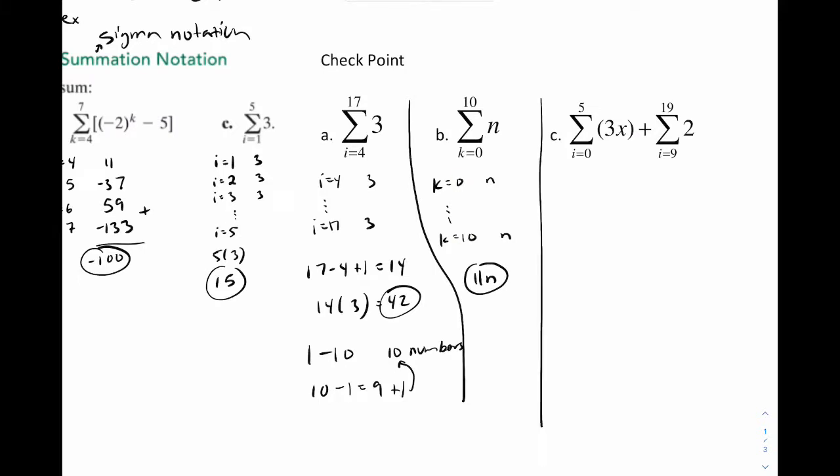Now for our last problem, 3x from 0 to 5. So hopefully we can do this a little quicker now. So that would be 6 times 3x. And then from 9 to 19, that would be 11 numbers. So 11 times 2. So 18x plus 22 must be your answer.